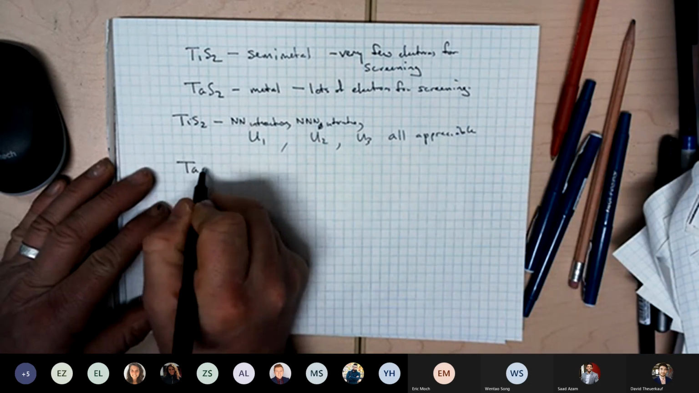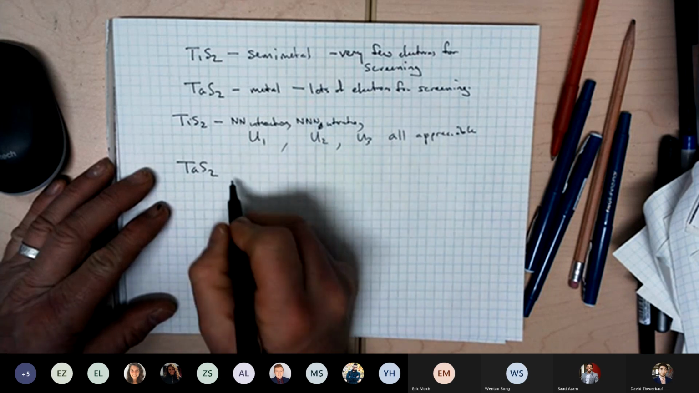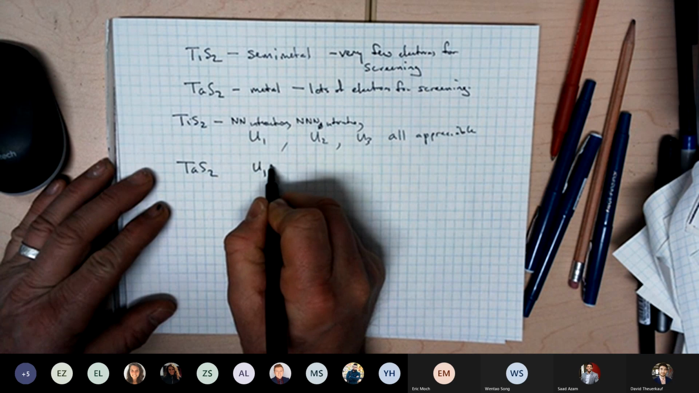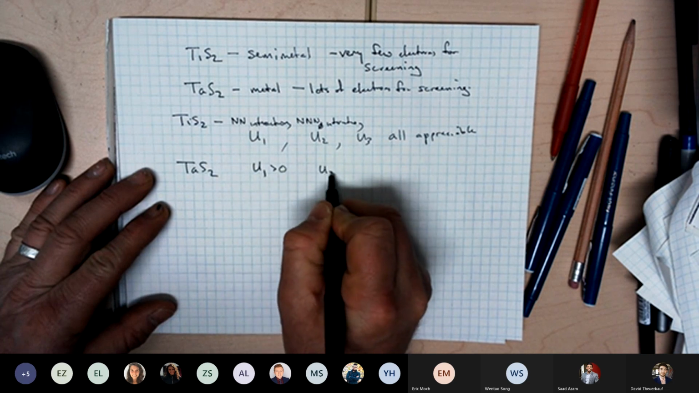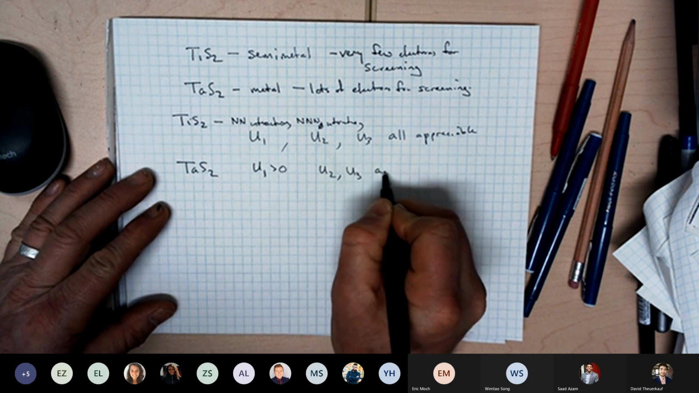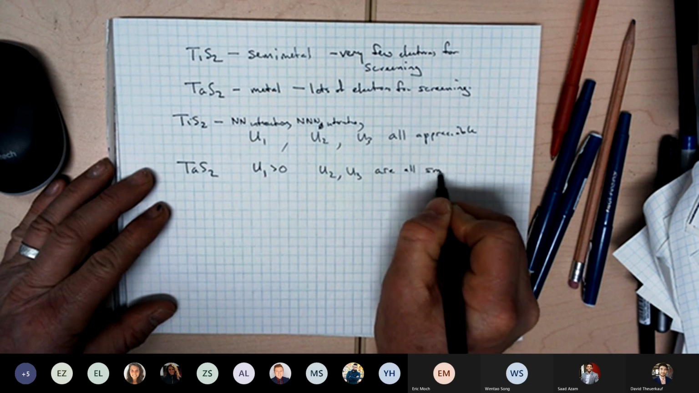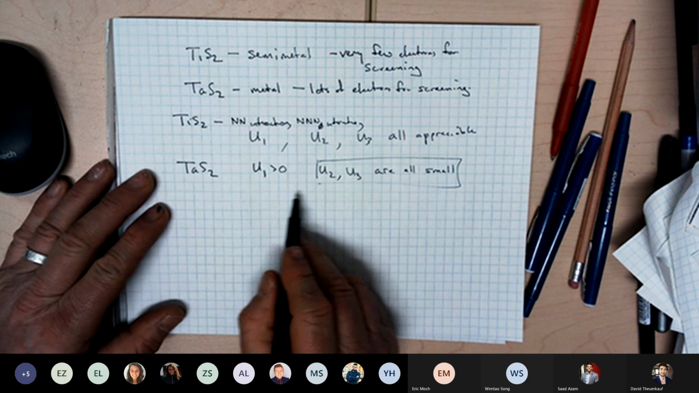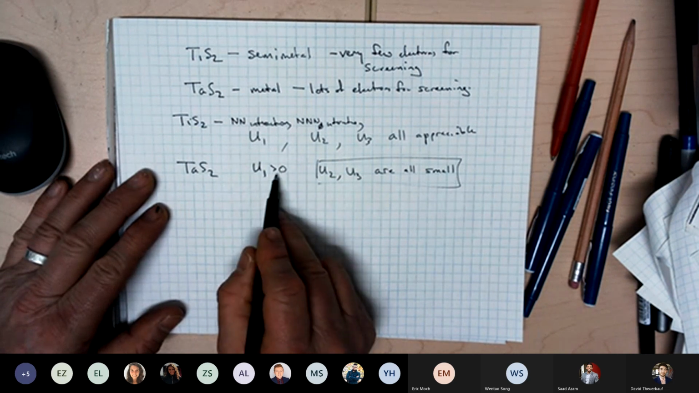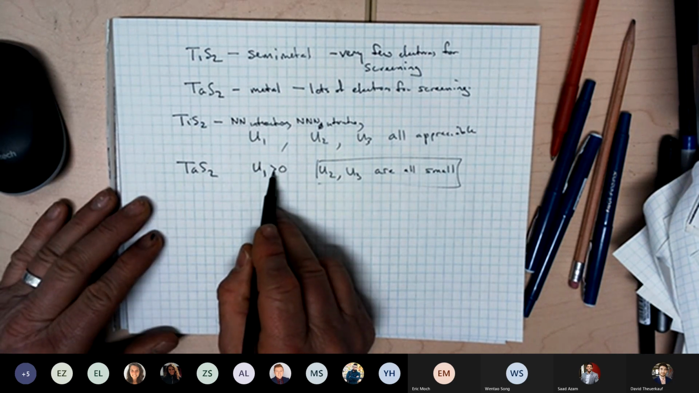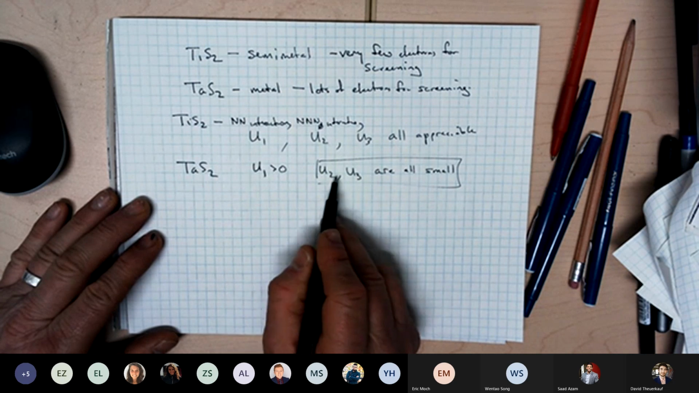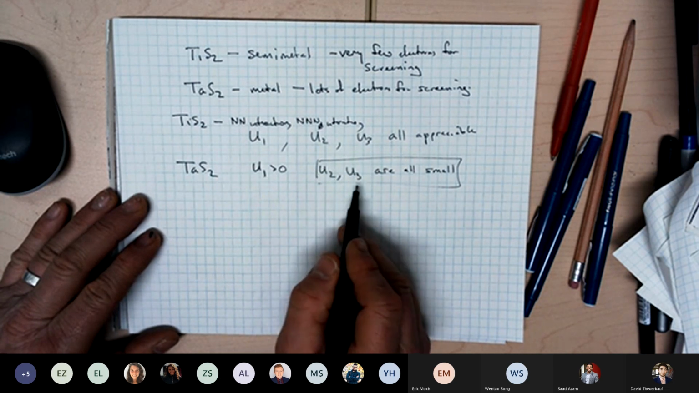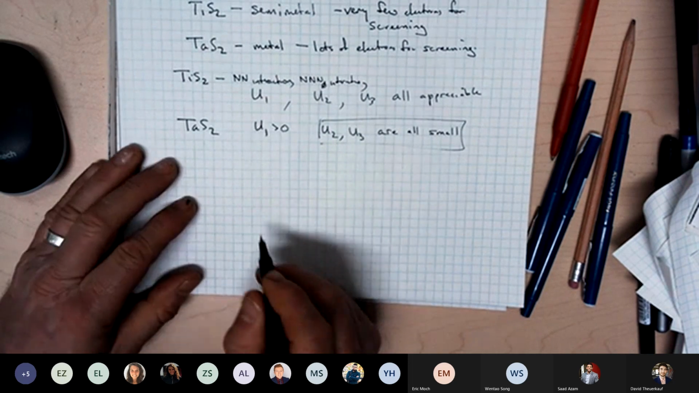But in tantalum sulfide, because the screening is good, U1 is greater than 0, and then U2, U3 are all small. So this means the lithiums will really try to avoid the near neighbor interaction. And when they do that, they won't pay any penalty by having second and third neighbors. Let me draw you what I mean.